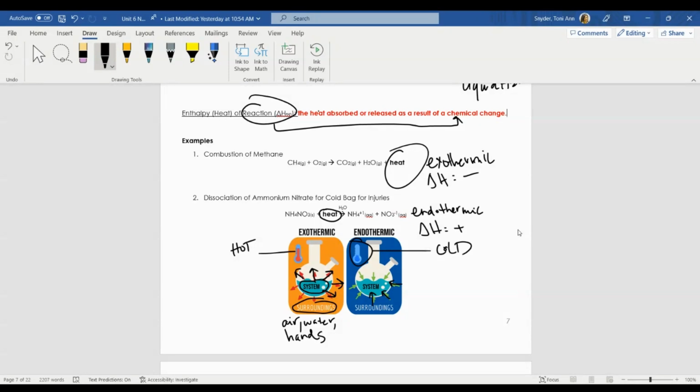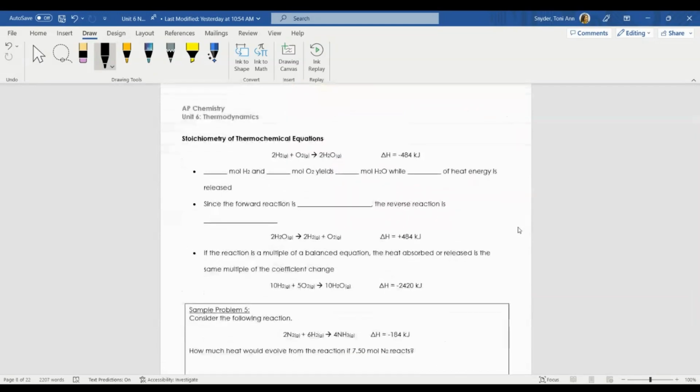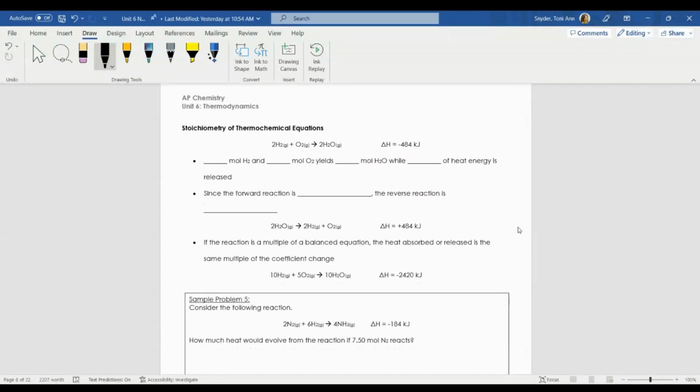But although these are qualitative, we haven't put numbers in here yet, we can start to put numerical values to heat. So let's take a look at the stoichiometry of thermochemical reactions. In this first case, I have hydrogen gas reacting with oxygen gas yields 2 water molecules. And in this reaction, this process is releasing 484 kilojoules of energy. So if we wanted, we could put plus 484 kilojoules.